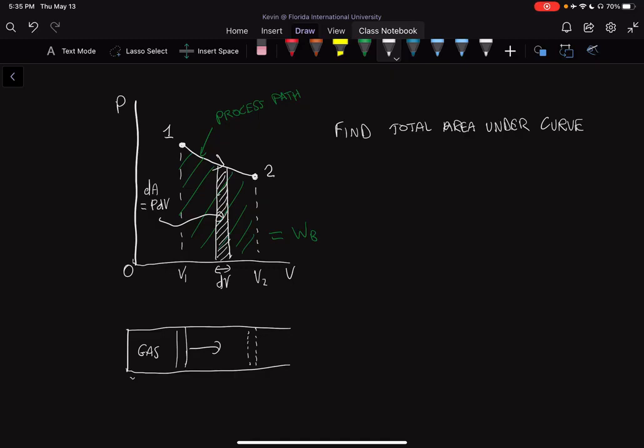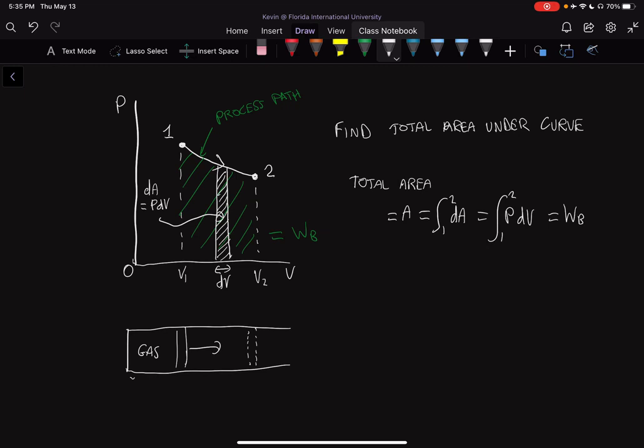Okay? And so it means that the total area, just to rewrite it, would be equal to A. Okay, we can call this area A. So this area in green would be equal to A, is equal to the integral from 1 to 2 of dA, all the differential area. And this is equal to the integral of P dV. So this is just to show you how the area under the curve is equal to the total boundary work.